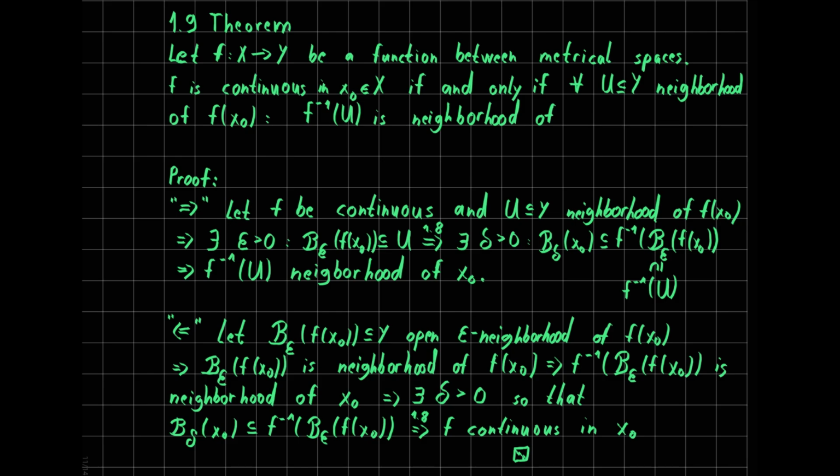And then for the backwards direction, we look at an arbitrary epsilon neighborhood around f of x0. Of course, this epsilon neighborhood of f of x0 is also a neighborhood of f of x0. Now we use our assumption, because if the open epsilon neighborhood around f of x0 is a neighborhood of f of x0, then the pre-image of the open epsilon neighborhood of f of x0 is a neighborhood of x0. That means that there exists a delta greater than 0, so that the open delta neighborhood around x0 is a subset of the pre-image of the open epsilon neighborhood around f of x0. And if we look at our lemma again, part 3 says that this is exactly equivalent to f is continuous in x0. And we are done with the backwards direction.